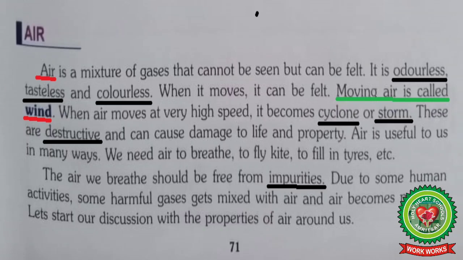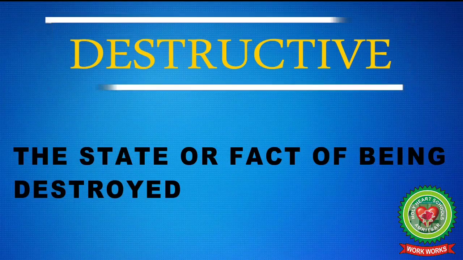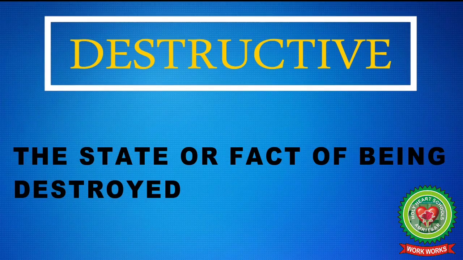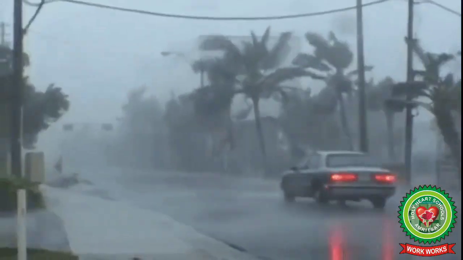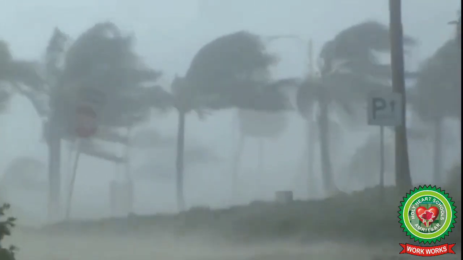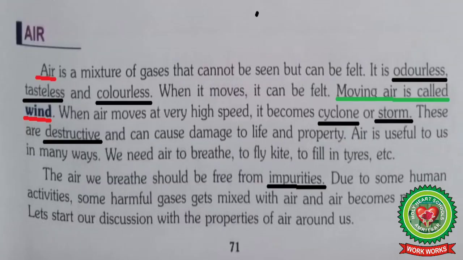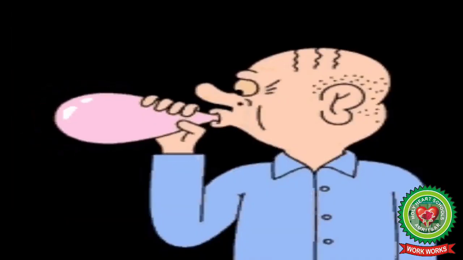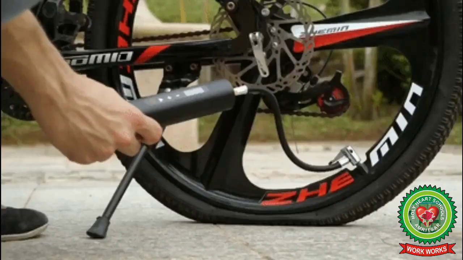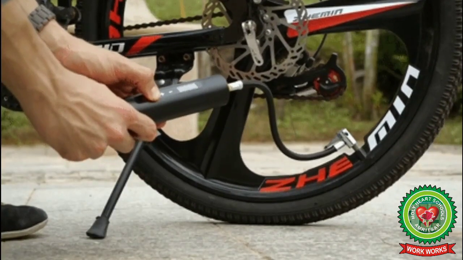These are destructive in nature. Underline the word destructive and write down its meaning, the state or fact of being destroyed. So students, cyclone or storm destroy life and property. Air is useful for us in many ways, like we need air to breathe, to fly kites, to fill in balloons, to fill in tires, etc.